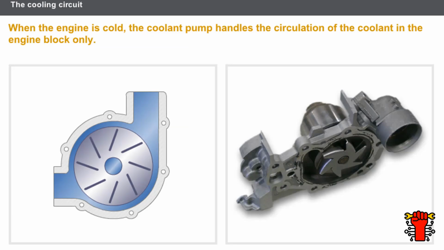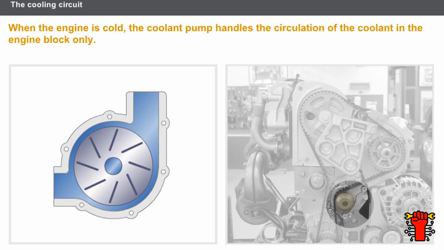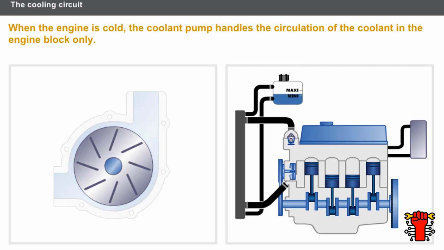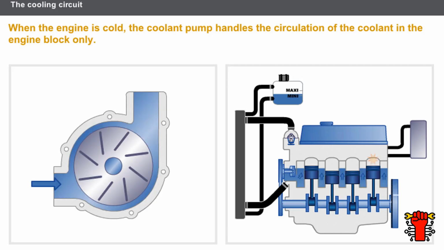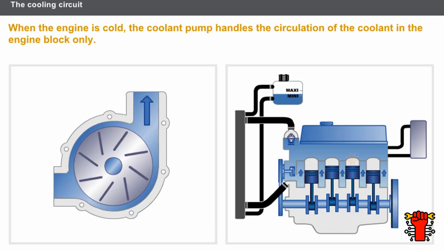Let's look at how each component works. The coolant pump circulates the coolant around the engine. The coolant pump is usually powered by the accessories belt or the timing belt. The coolant pump is composed of a circular casing and an impeller wheel. The impeller wheel circulates the coolant and sends it to the circuit.